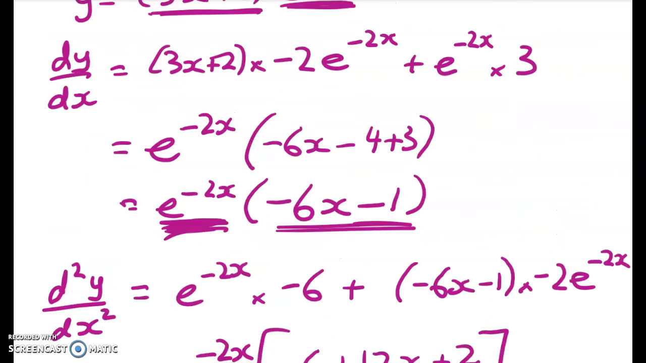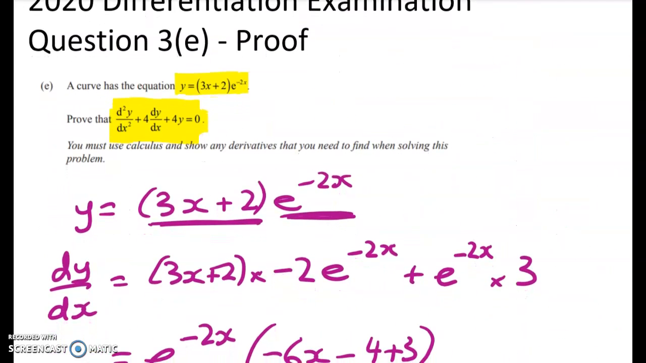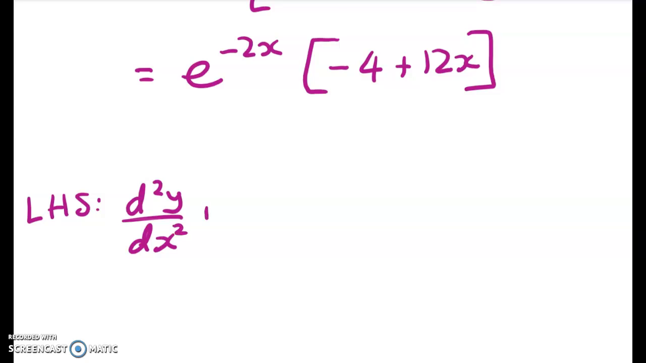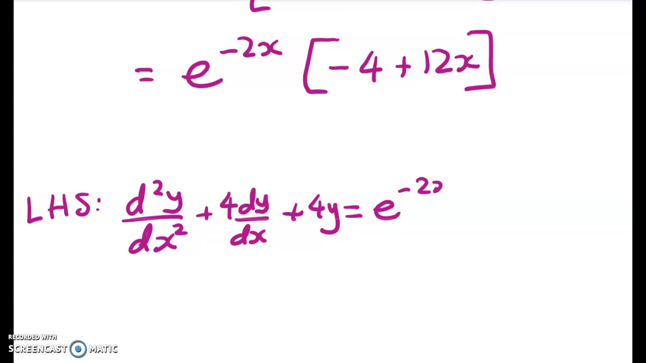So we've done the differentiation. Now we need to go back and substitute that into the left-hand side and show that it equals 0. So as usual, I'll start by writing down the left-hand side and just state what it is. Now we're going to substitute in. So the second derivative was e to the negative 2x times negative 8 minus 12x.